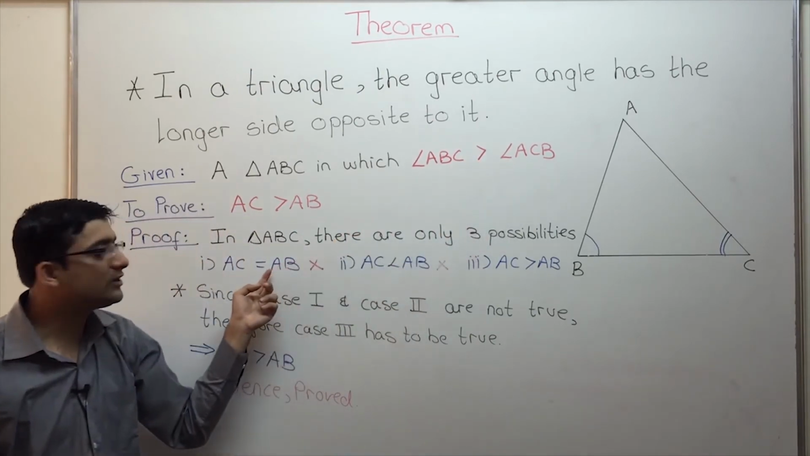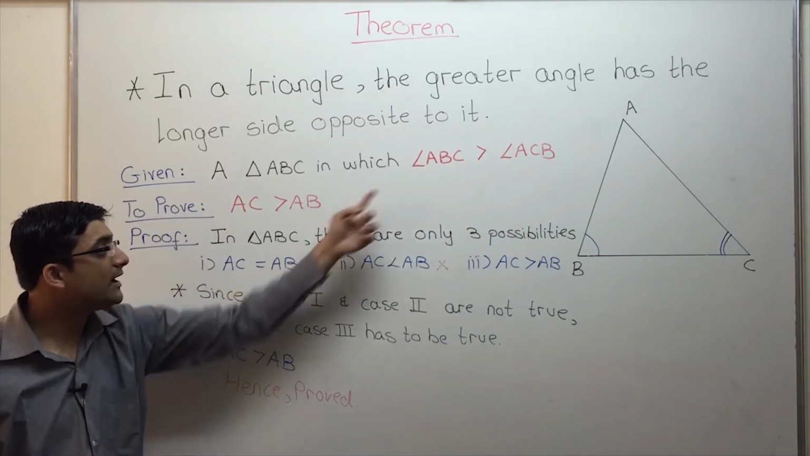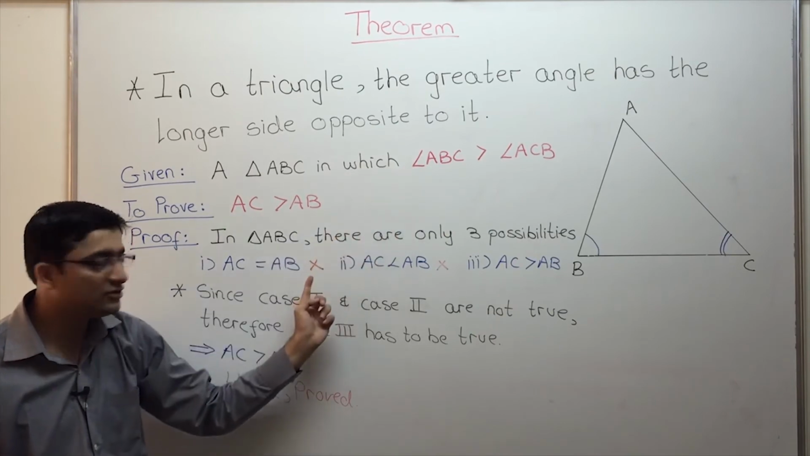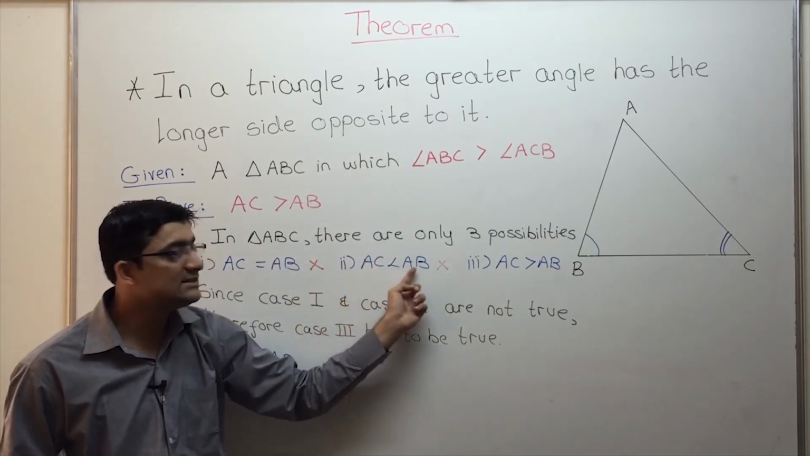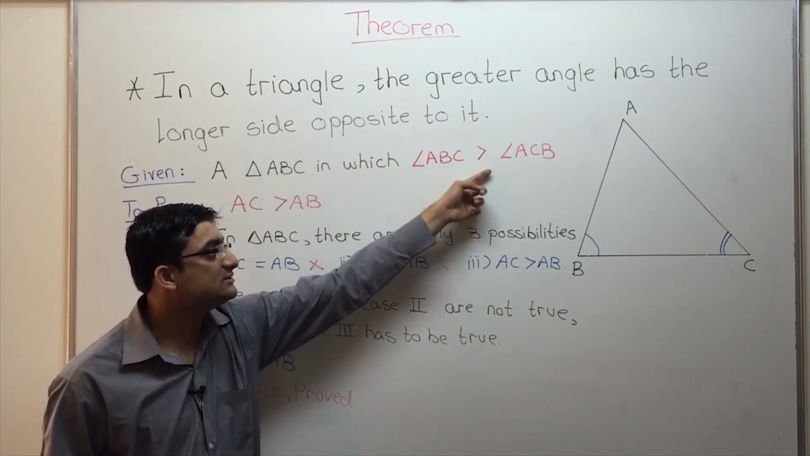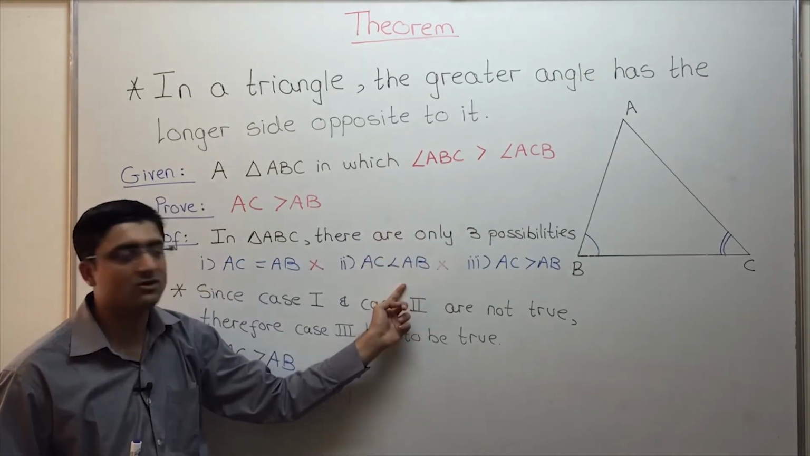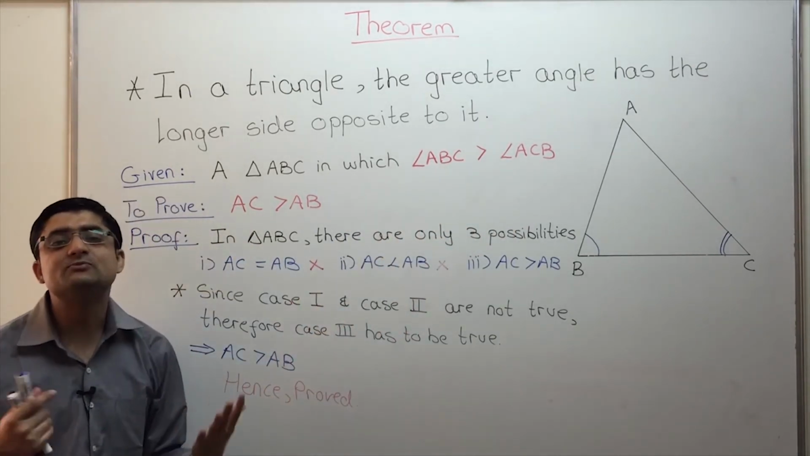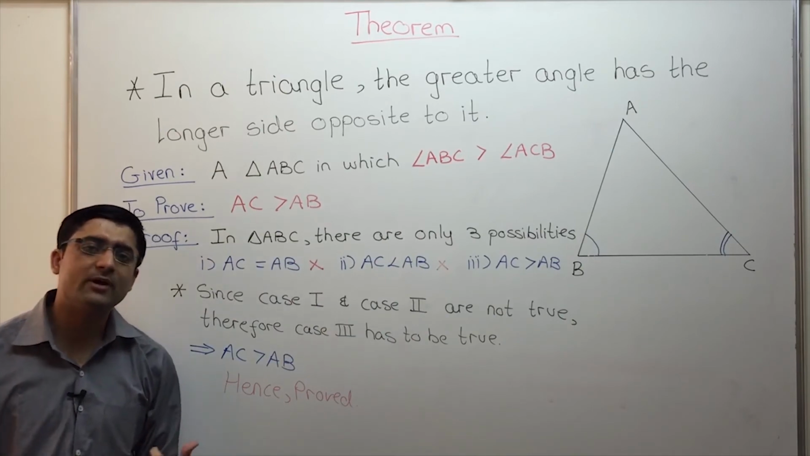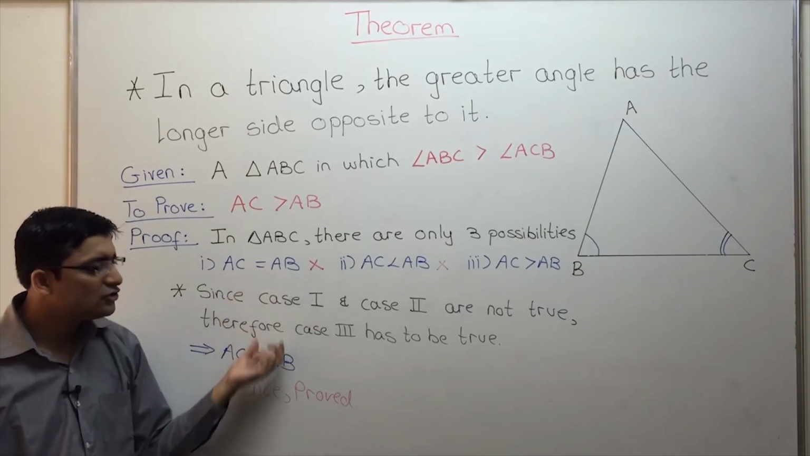So first of all, we took case 1. We saw the two angles are equal. It cannot be. So this is not true. Next, we saw AC is less than AB. We got opposite of this. Angle ACB greater than angle ABC. Again, it is opposite to this, so it cannot be. Right? So this over here is proof by contradiction. What is proof by contradiction? Take an assumption, show it to be false.